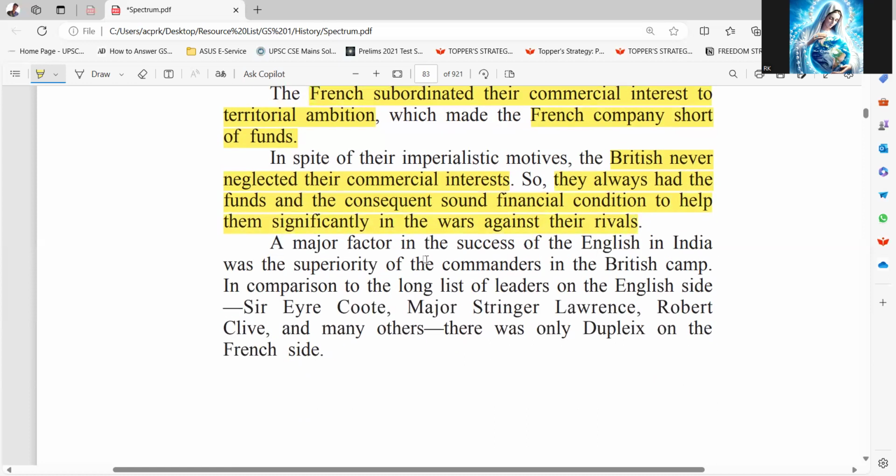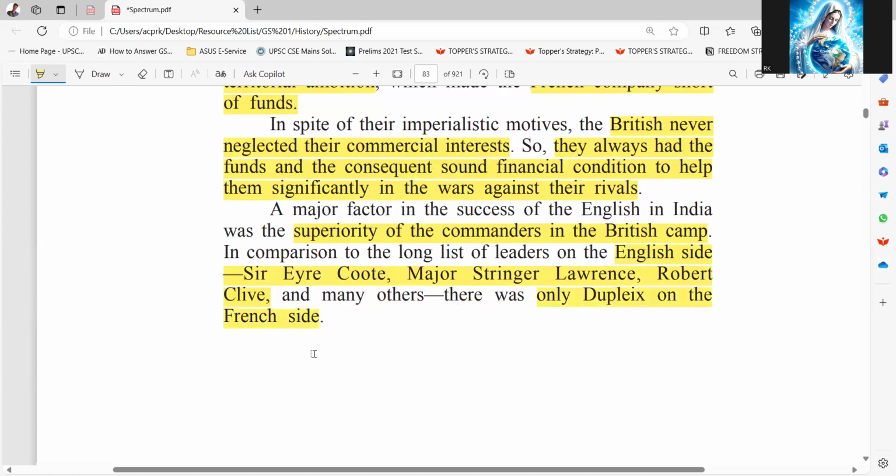A major factor in the success of the English in India was the superiority of commanders in the British camp. In comparison to the long list of leaders on the English side, Sir Eyre Coote, Major Stringer Lawrence, Robert Clive, and many others, there was only Dupleix on the French side.